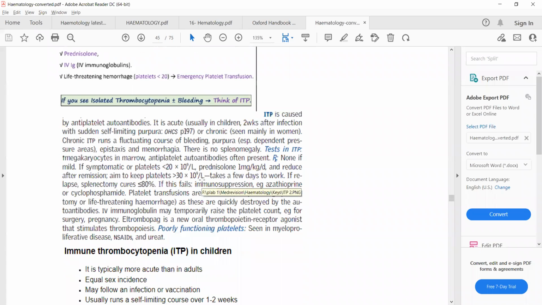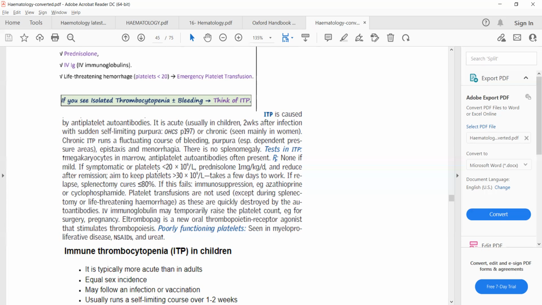So immunosuppression is the mainstay of treatment. If symptomatic and platelets less than 20, then prednisolone 1 milligram per kg per day will start, and then we'll reduce the dose slowly and we'll keep the platelet count above 30. It takes a few days to work.